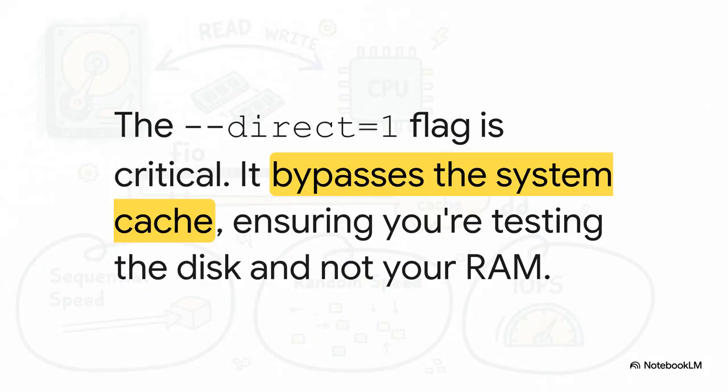And right here, this is the secret sauce. This one little flag, --direct=1, is what makes FIO so incredibly powerful. What it does is it tells the system, hey, ignore the memory cache, just completely bypass it and go straight to the disk. This is how you get the true, raw, unvarnished speed of your actual drive.